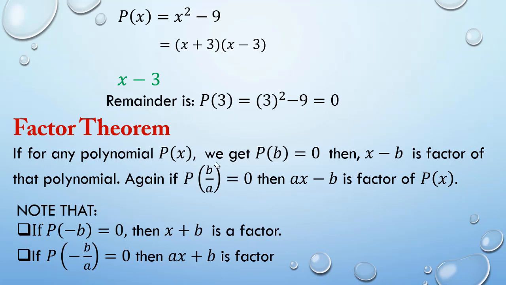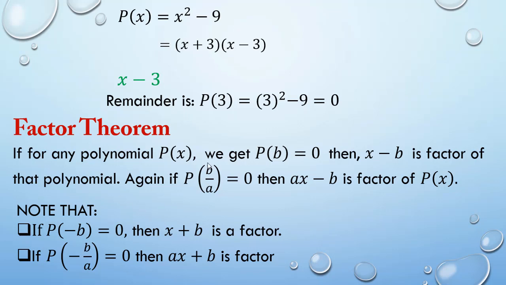Now here comes the factor theorem. For any polynomial p of x, if we get p of b is equal to 0, then x minus b is a factor of that polynomial. Okay, here we got p of 3 is equal to 0, so x minus 3 is a factor of our polynomial.